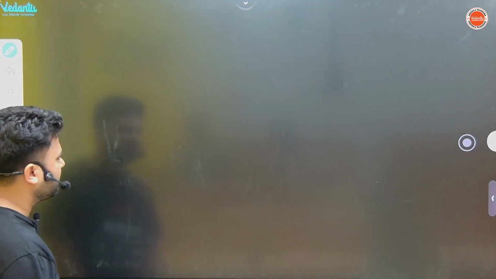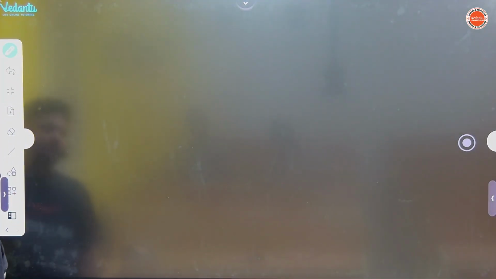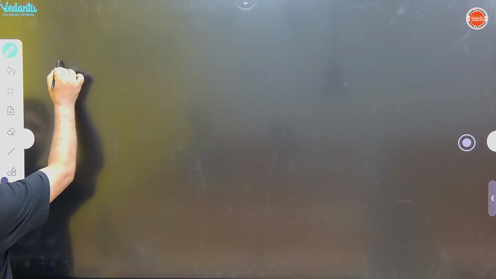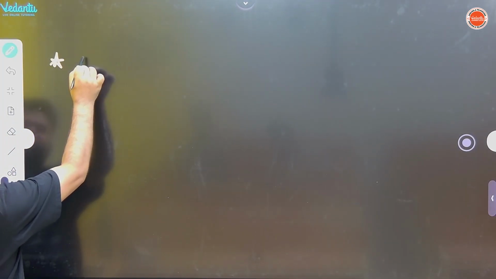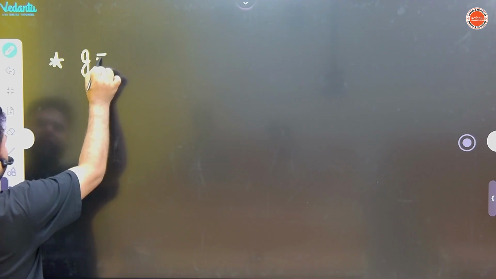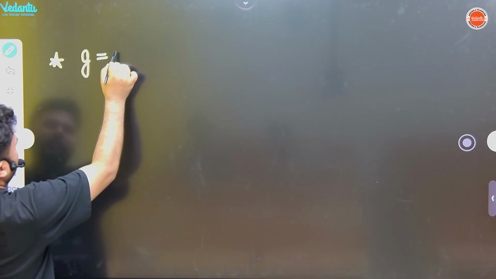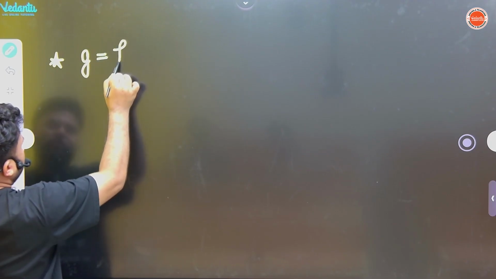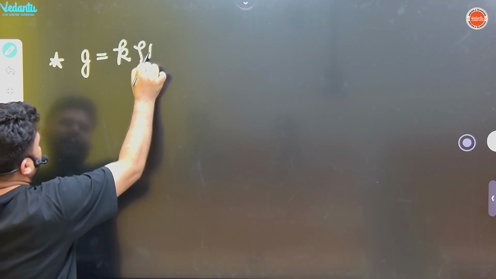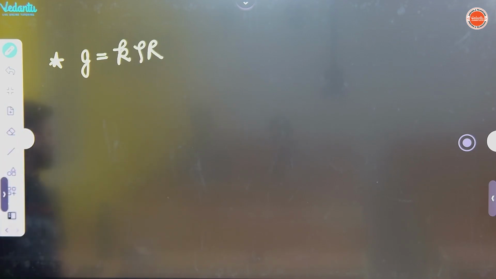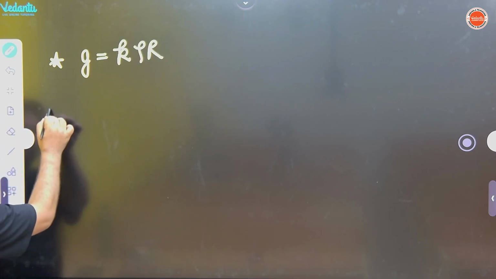Okay, next. Then, one more formula for g you can write: g equals constant times rho R. What is rho? Density of the planet.